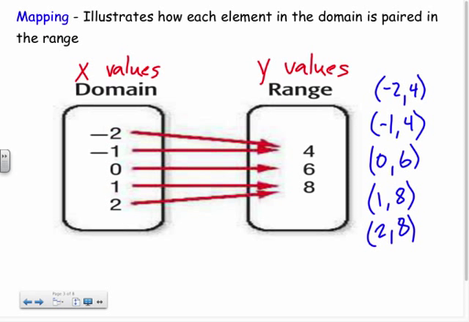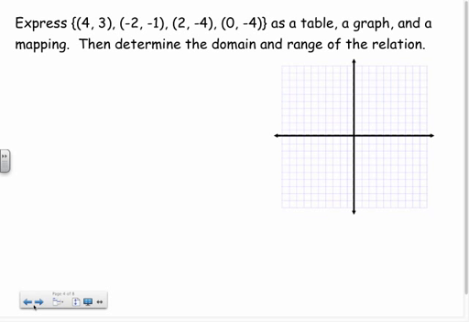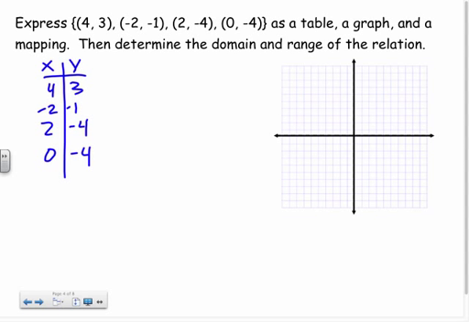Remember, domain is our x values and range is our y values. So if it wants you to state the domain, tell it what the x values are. If it wants you to state the range, say what the y values are. So for example here, it says express that relation as a table, a graph, a mapping, then determine the domain and range of the relation. Well, let's start off, let's do a table. So I'm going to make my x and y table. X, y. Well, I got 4, 3, -2, -1, 2, -4, 0, -4. Pretty straightforward, right? Just got to draw the table.